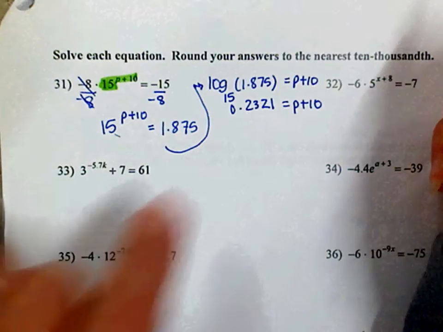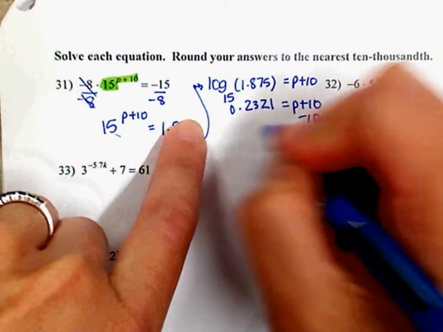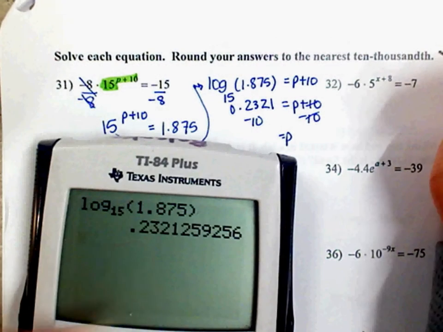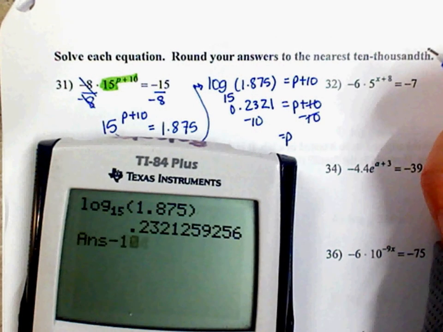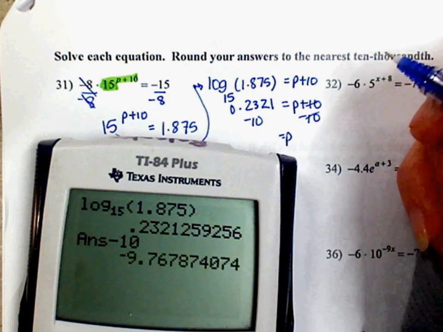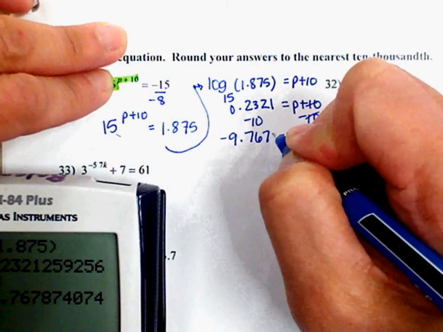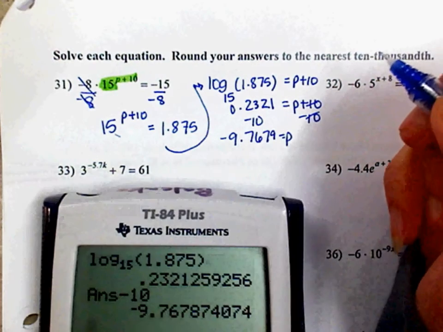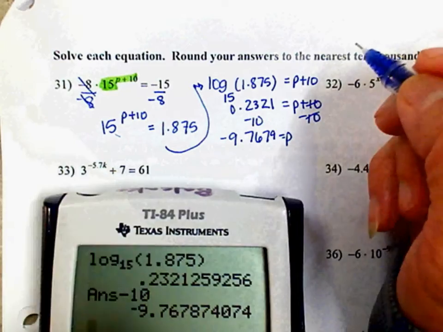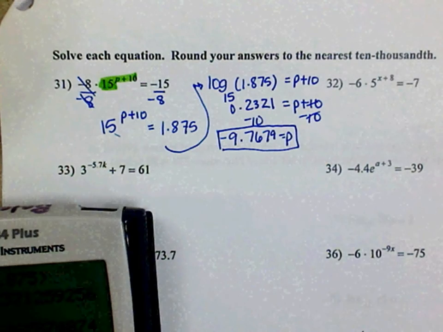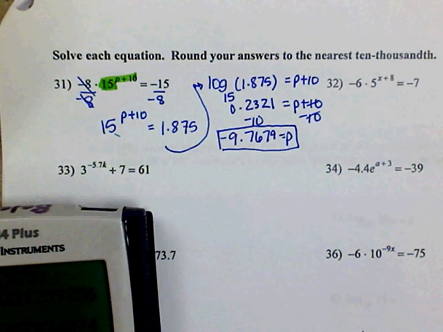And then how do you solve for p? You subtract 10 from both sides. So p is equal to, notice you already have that answer there, so you just push minus 10. Comes out to negative 9.7679. It's 8, but 7 to the right of it rounds it up. And there you have your answer. Okay? And that's number 31.